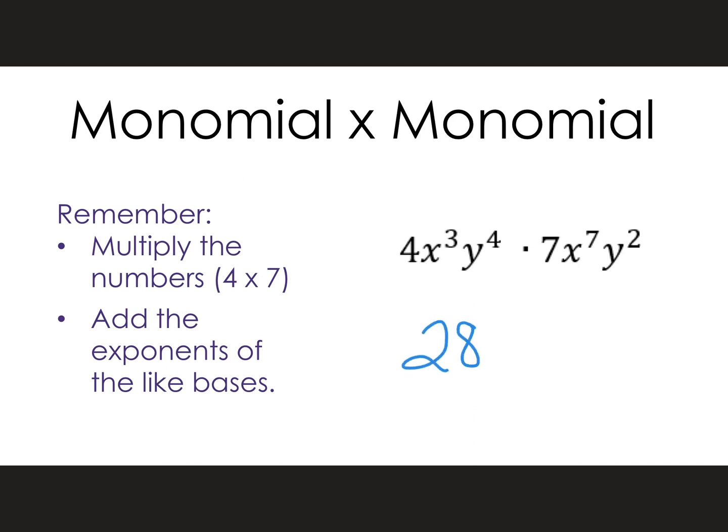And then for the x's, x to the power of 3 times x to the power of 7, I'm just going to add 3 plus 7 is a 10. And then the y's, I'm going to add their exponents also. 4 plus 2 is a 6. And there you go. I'm done.